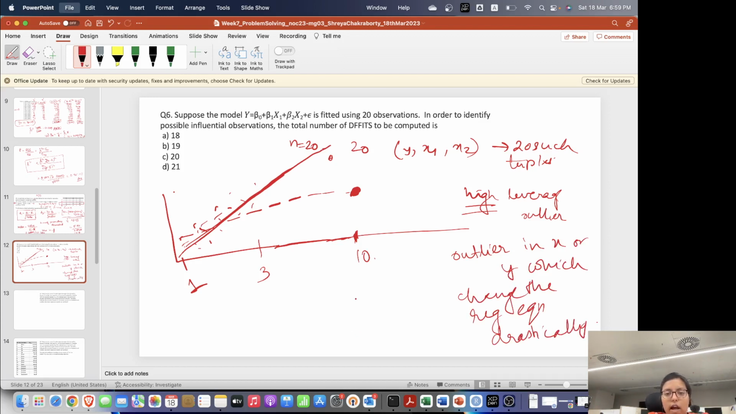Okay. So, the formula to calculate df fit is yi hat minus y of minus i hat, divided by standard error of yi hat.